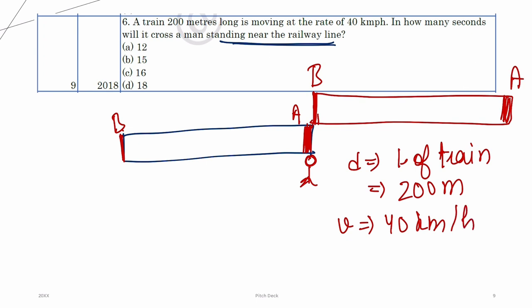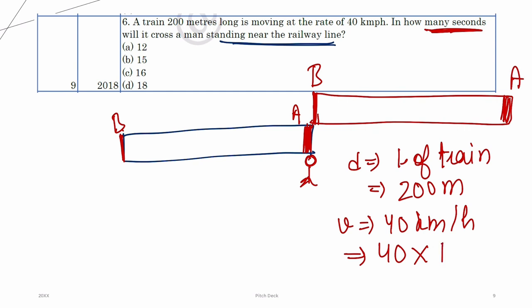But first thing, the distance is in meters, speed is in kilometers per hour. In how many seconds have they asked? The time they have asked is in seconds. So better to change kilometers per hour into meters per second. How to do that? We've already learned in the last video, the theory video.